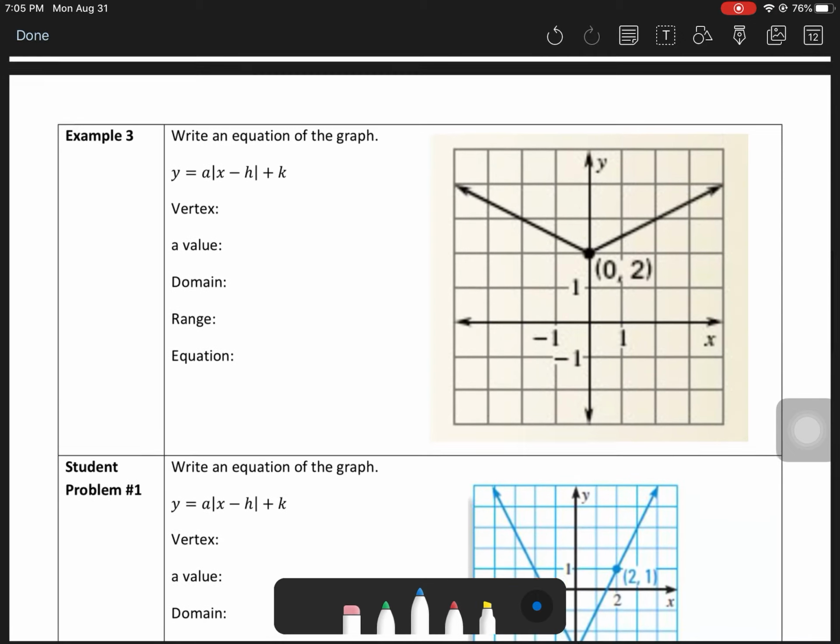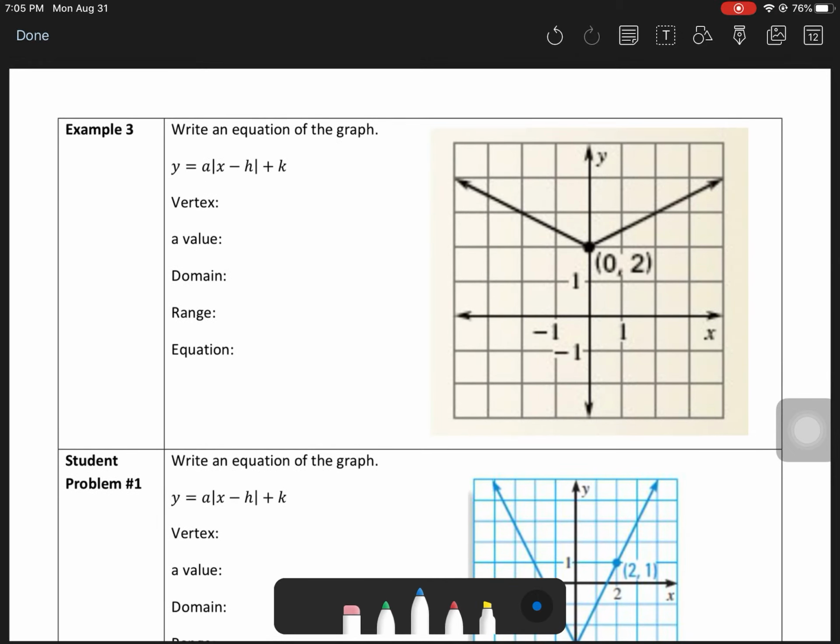In our next example, our vertex is given to us as the point (0, 2). To determine the a value, we want the slope, which is rise, this time going up, and then run to the next point that our V crosses. So we're going up 1 and over 2. Our a value would be 1/2.